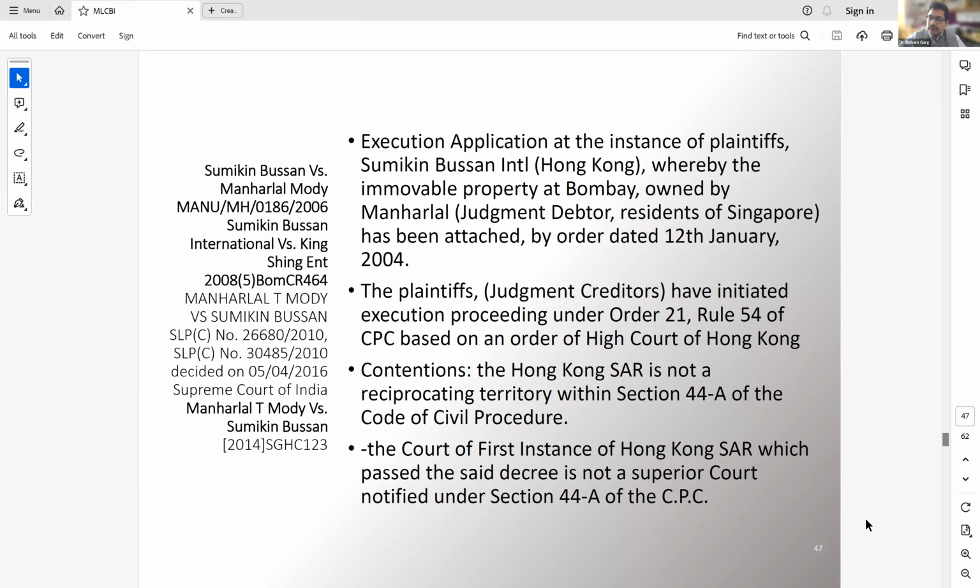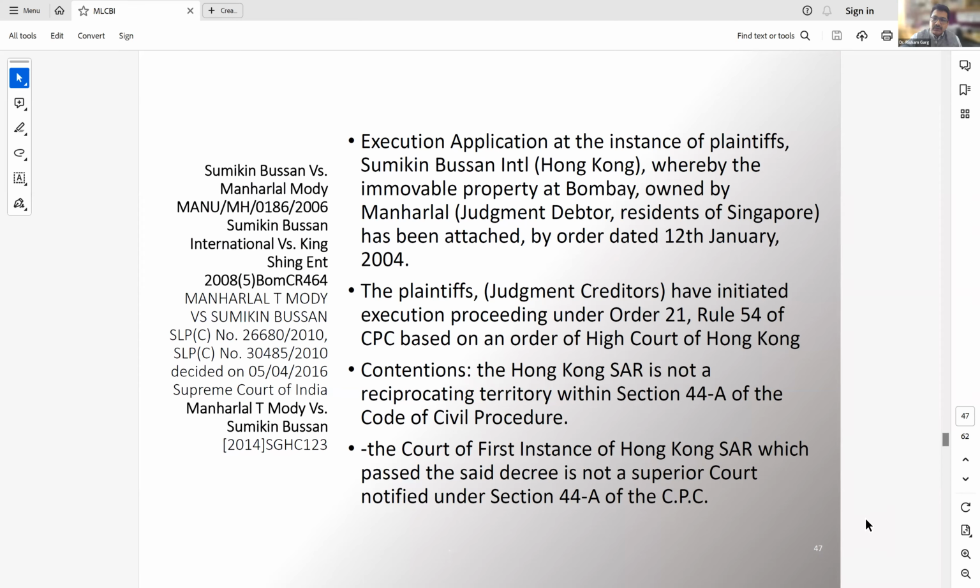So there are two requirements for a foreign order to be enforceable under Section 44A of the CPC. The foreign country must be notified as a reciprocating territory under the schedule to the Civil Procedure Code. And secondly, this order must have been given by a superior court.